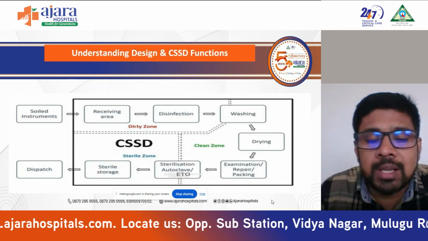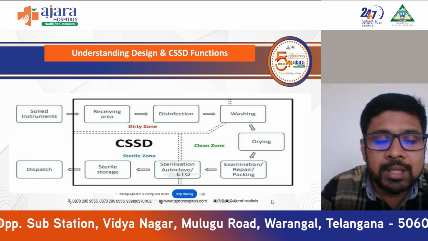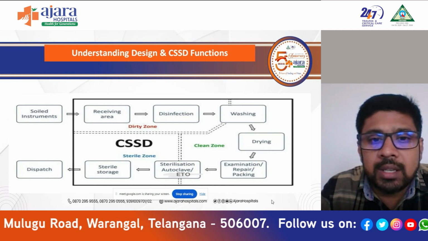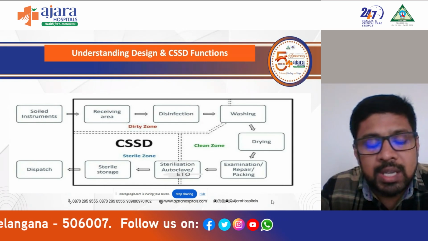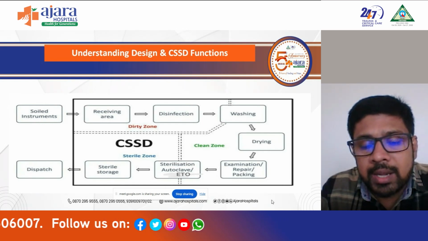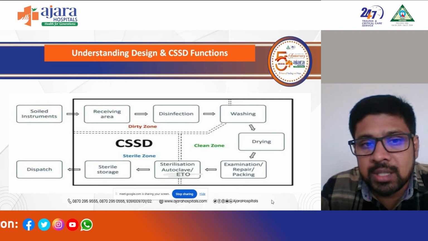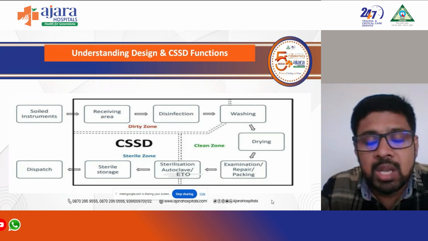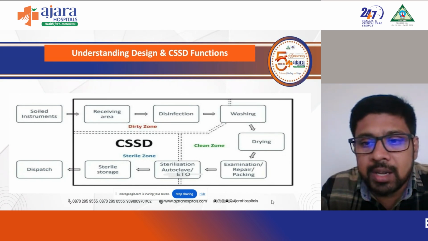First of all, we need to understand the design of the CSSD and CSSD functions. You can see on the screen, it is a one directional flow, that is called unidirectional flow. It helps us to avoid cross contamination. From soiled instruments, it will come to the dirty zone, where the receiving area is. Once the instruments are received in the CSSD receiving area, we'll go for the disinfection, and we will see later what the disinfection processes are and what recommended solutions we use in the process of disinfection. Then we'll go for the washing.